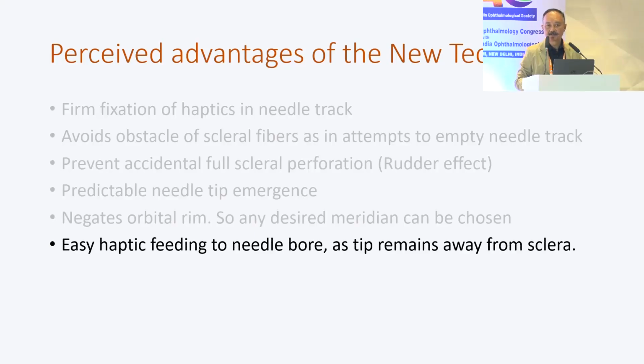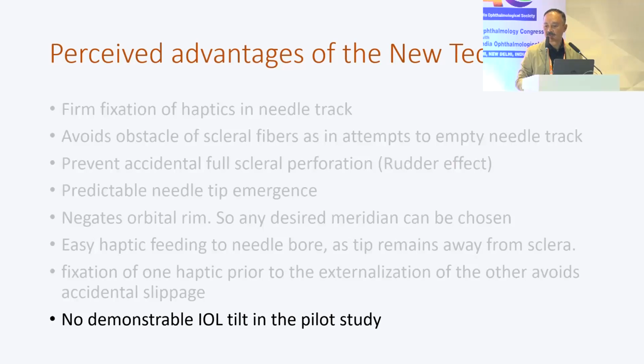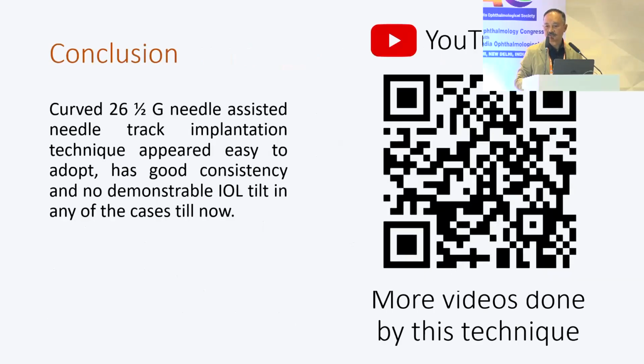Easy haptic feeding in the needle bore, because the needle bore is away from the sclera, and fixation is one haptic prior to another. The slippage is almost nil, and no demonstrable IOL tilt in the pilot study. So in conclusion, the curved 26.5 gauge needle assisted needle track implantation technique appeared to be easy to adopt, had good consistency, and no demonstrable IOL tilt in any of the cases till now.